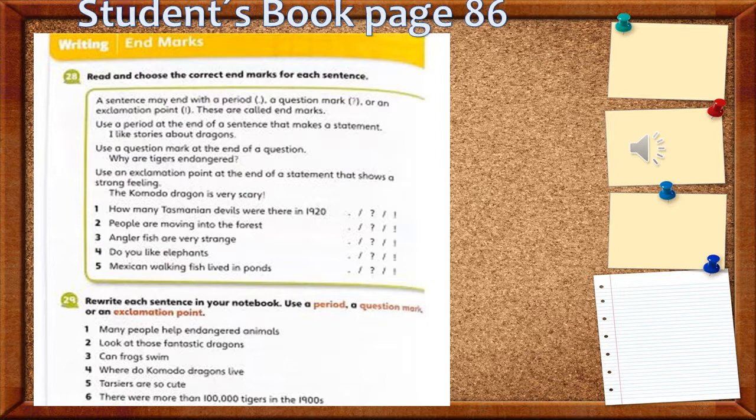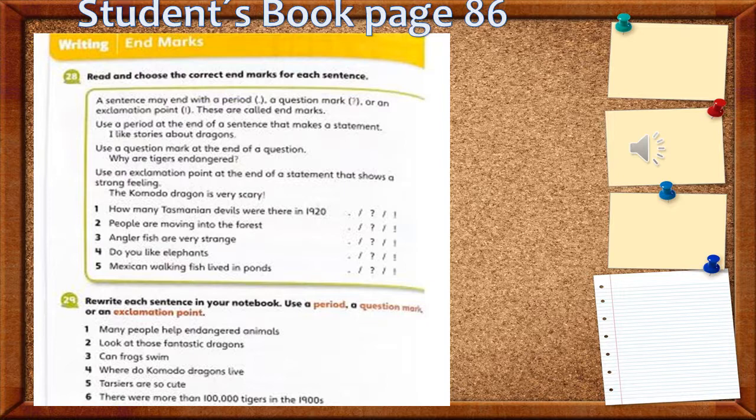Then the number 2. People are moving into the forest. Las personas se están mudando a el bosque. Is it point, exclamation mark, or question mark? Well, it is a period, right? Las personas se están mudando al bosque. Punto. Then the number 3. Anglerfish are very strange. Anglerfish are very strange. It's an exclamation point, right?